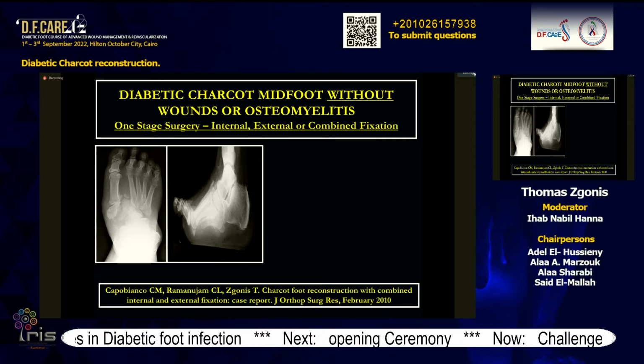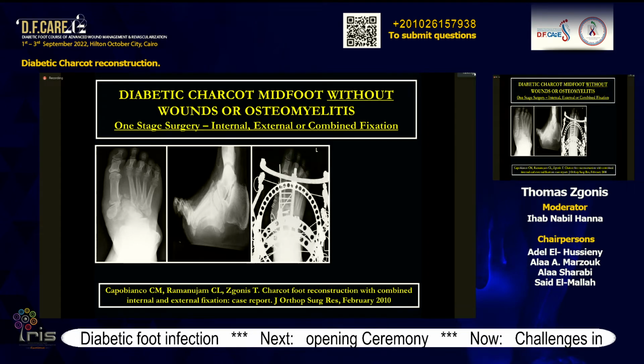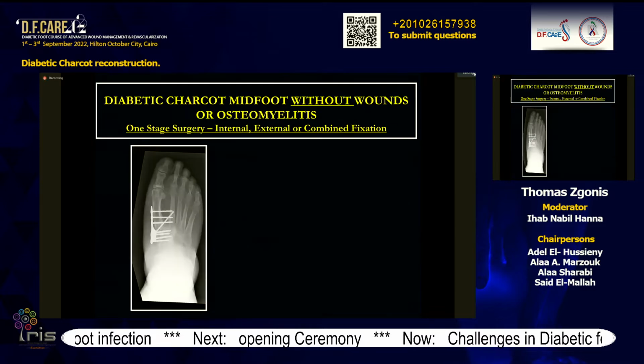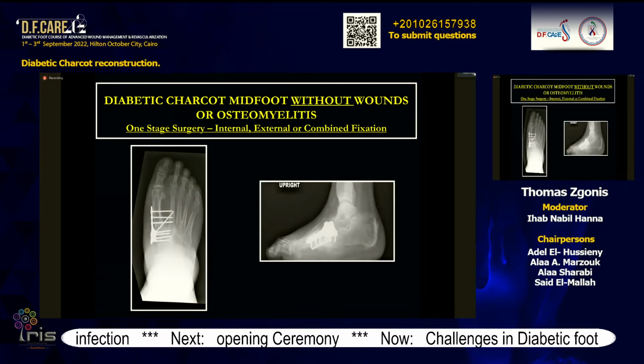Here's a patient with application of internal, external fixation for realignment, arthrodesis, further stabilization, and long-term outcome with a medial column arthrodesis on a patient with diabetic Charcot foot and peripheral vascular disease, and again on the midfoot without any evidence of wounds or osteomyelitis.